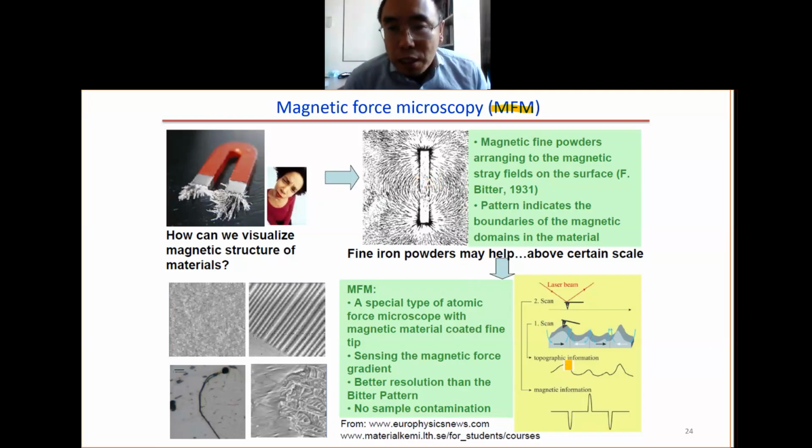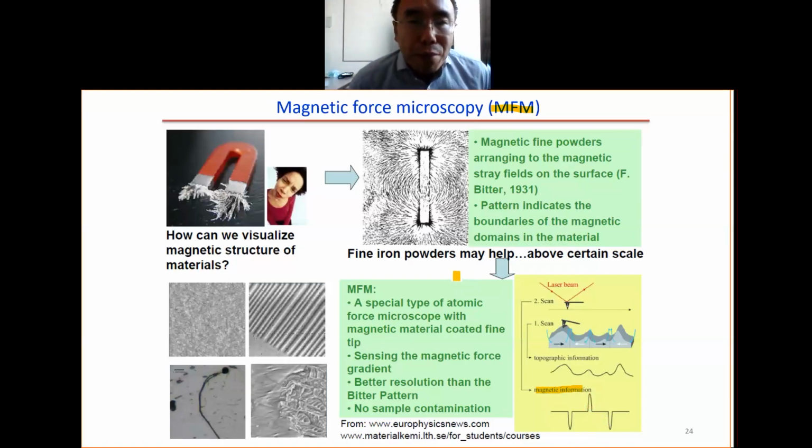So this is the setup. First we do the first scan to give you the topography information. Then we follow the surface again and do the second scan. We get this magnetic information, and this corresponds to the switching. This is the domain wall, the wall of the domain.